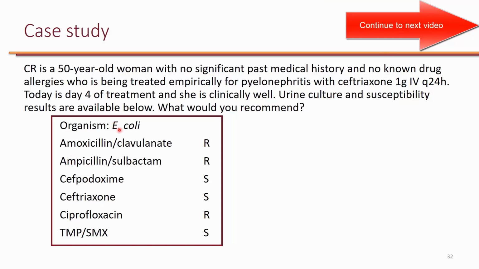So the organism is E. coli, and the susceptibility results have come back. Basically, R means resistant. So amoxicillin clavulanic acid is resistant. Ampicillin sulbactam is resistant. Cefpodoxime is susceptible. Ceftriaxone is susceptible. Ciprofloxacin is resistant, and trimsulfa is susceptible. So what would you use?